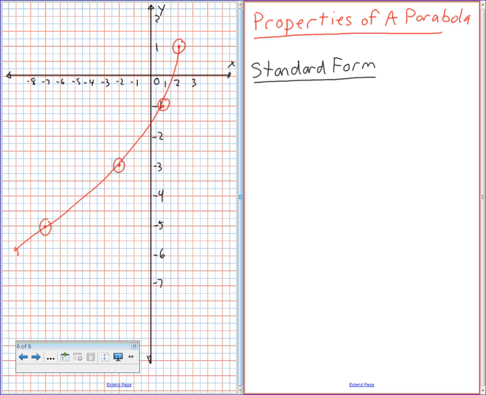Okay, let's go back to grade 10 for a minute. What is the standard form of a parabola, please? Someone that went to grade 10 two weeks ago. y equals ax squared plus bx plus c. Yeah.